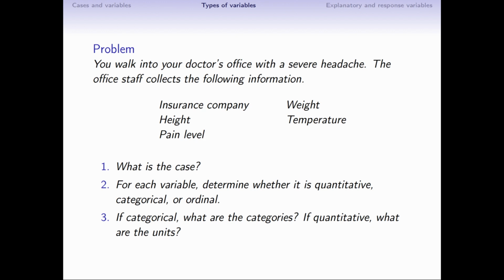Again, I'm going to count that as a quantity. That is a quantitative variable, and the units, at least in the US, that we would associate with height would be feet and inches, or maybe just inches. And let's move on to the next one here.